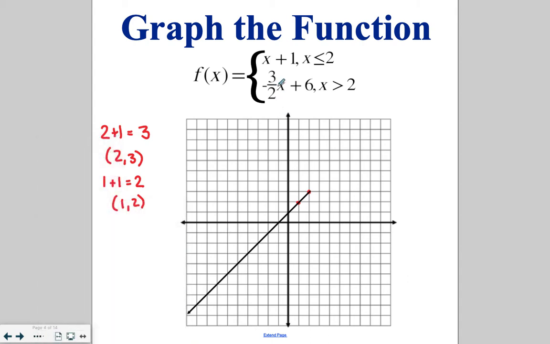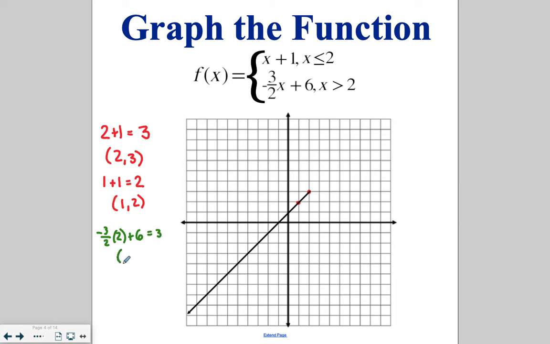I again have 2, so I'm going to start by plugging it into negative 3 over 2 times 2 plus 6. Negative 3 times 2 is negative 6, divided by 2 is negative 3, plus 6 gives us an answer of 3.